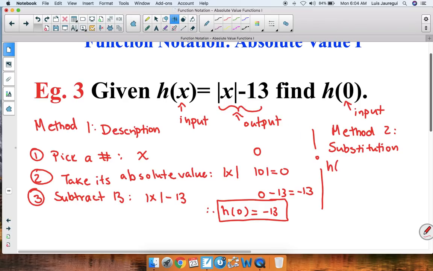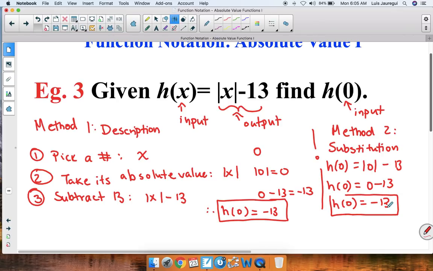So we have h of 0 is equal to the absolute value of 0 minus 13. The absolute value is a grouping symbol, so we're going to evaluate that first. So we have absolute value of 0, which is 0, minus 13. And 0 minus 13 is equal to negative 13. So we get that h of 0 is still equal to negative 13, being consistent with the previous answer. Okay, so notice that regardless of which method you use, you still get that h of 0 is equal to negative 13.